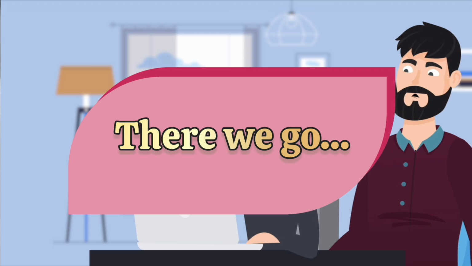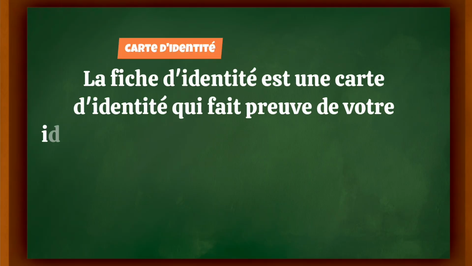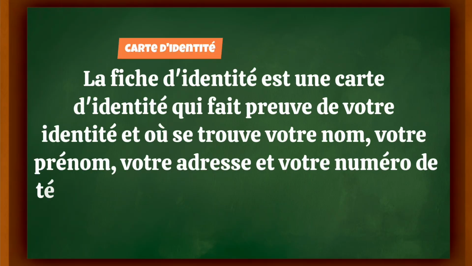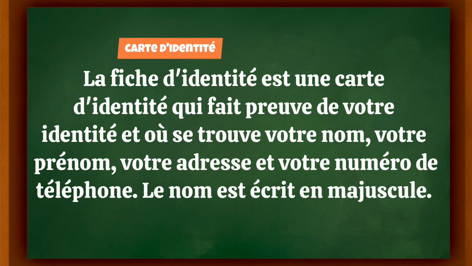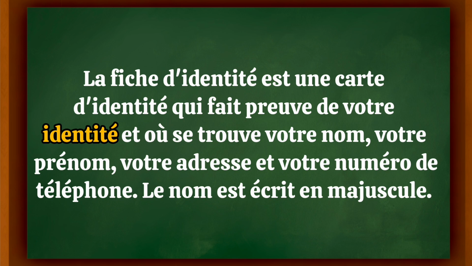So there we go. Here is a short definition about what an identity card basically is in French. La fiche d'identité est une carte d'identité qui fait preuve de votre identité et où se trouve votre nom, votre prénom, votre adresse et votre numéro de téléphone. Le nom est écrit en majuscule.